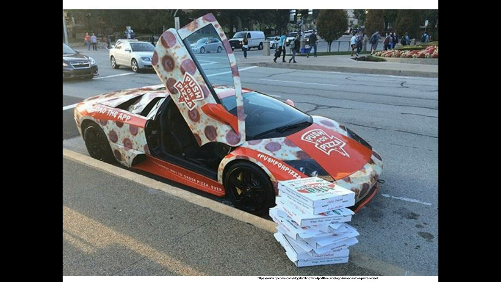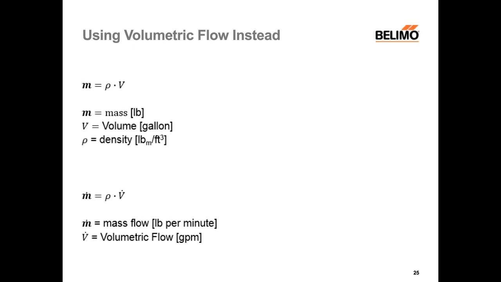That's why in HVAC systems, the common way is to measure volumetric flow instead. Mass is density multiplied by volume, and mass flow is density multiplied by volumetric flow. The density for water is known, about 62 pounds per cubic feet, or 1,000 kilogram per cubic meter. So again, we have our mass odometer and our mass flow speedometer.